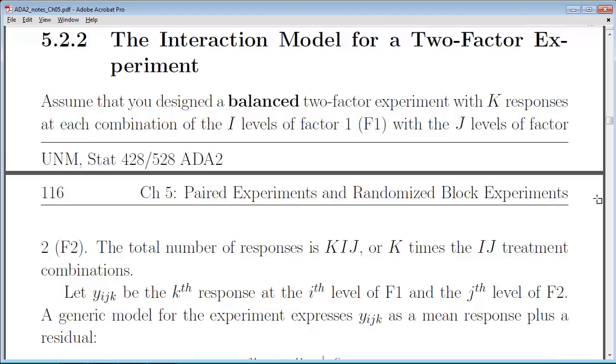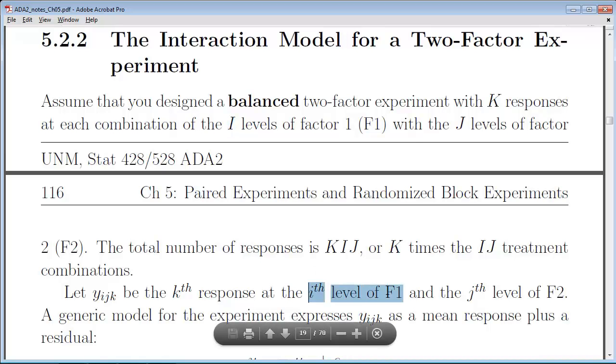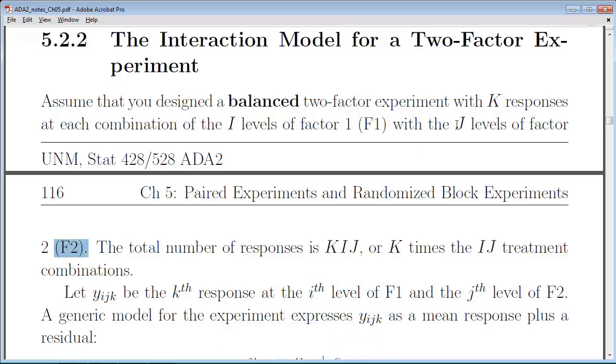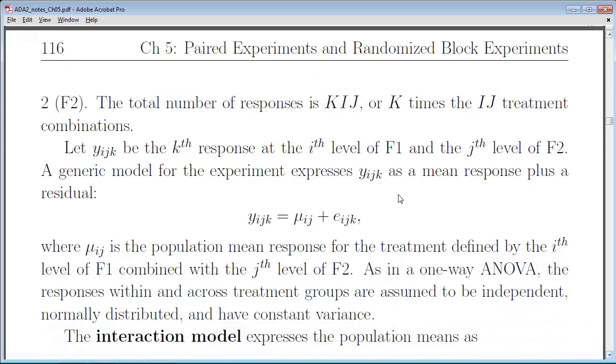So in general, let's do a little bit of looking at modeling in terms of theory. Let's have two factors. Factor 1 we'll just call F1, and I will index the levels over factor 1. I is the ith level of factor 1. Factor 2 will have J levels, capital J. And K is going to be the number of observations in each treatment combination.